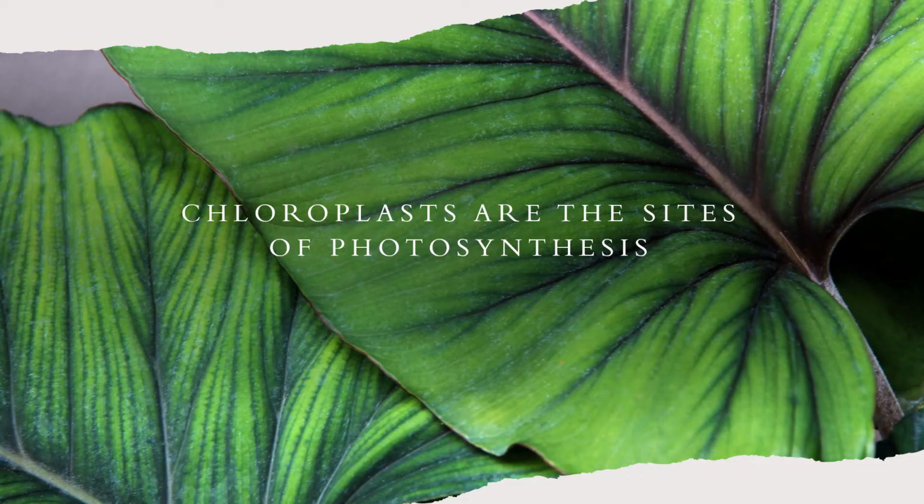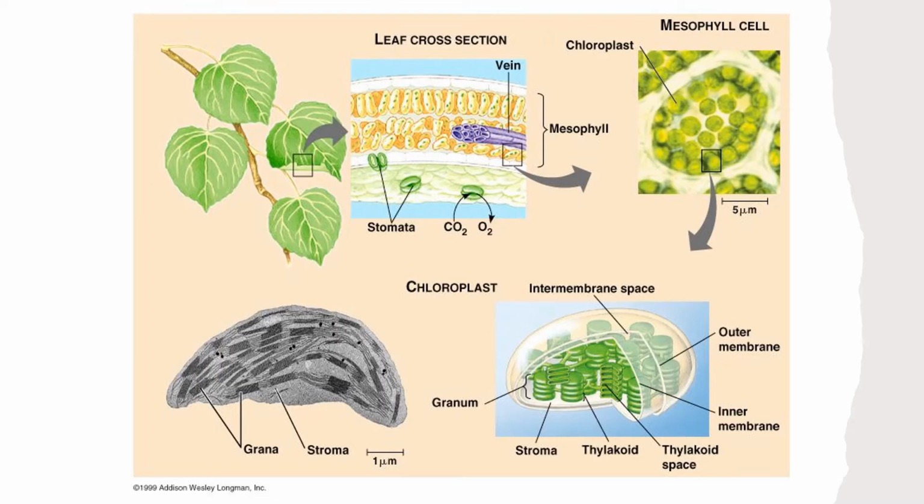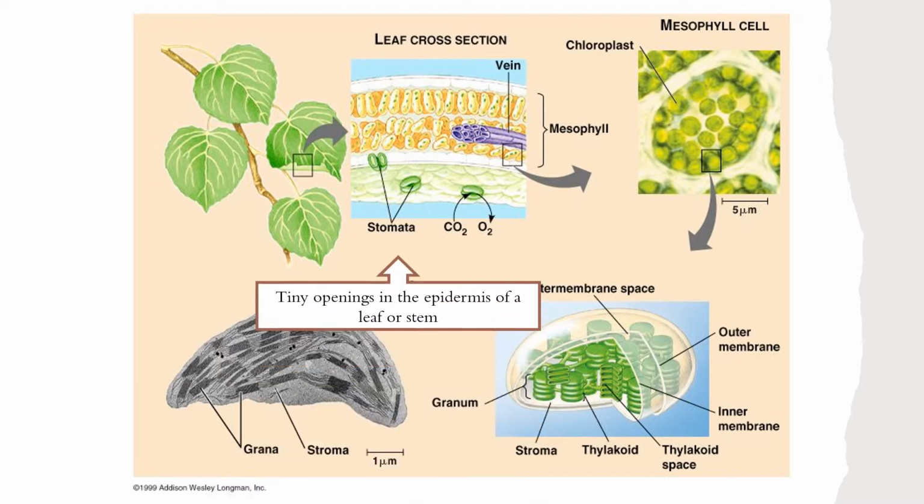Now, it's important to note that chloroplasts are the sites of photosynthesis. So in plants, leaves are the main organs of photosynthesis. Their broad, flat surfaces expose abundant surface area to sunlight. But light is just one requirement for photosynthesis because water also plays an essential role. Roots absorb this vital ingredient, which moves up the stem and into the leaves. And plants also exchange carbon dioxide and oxygen with the atmosphere through the stomata.